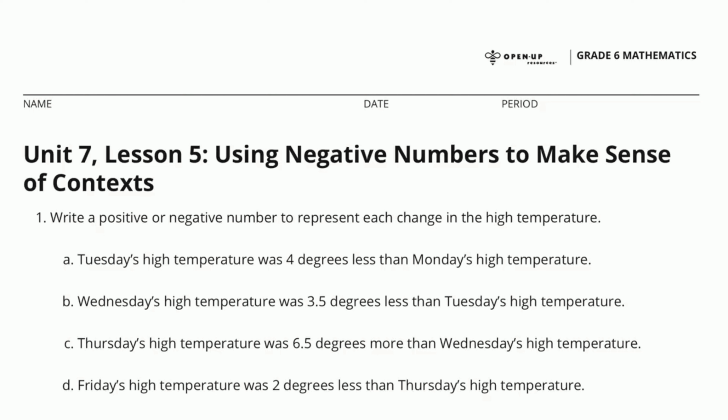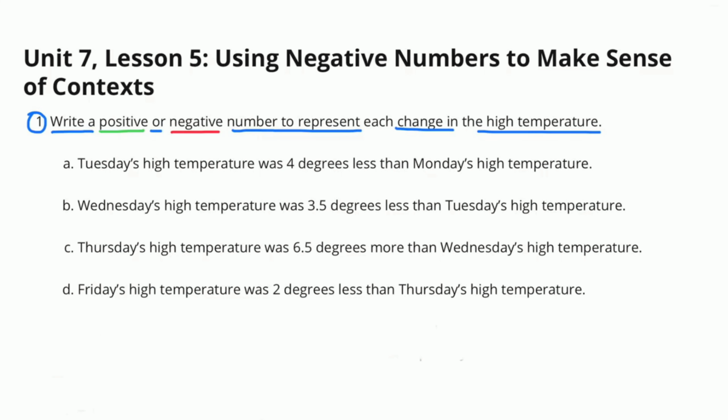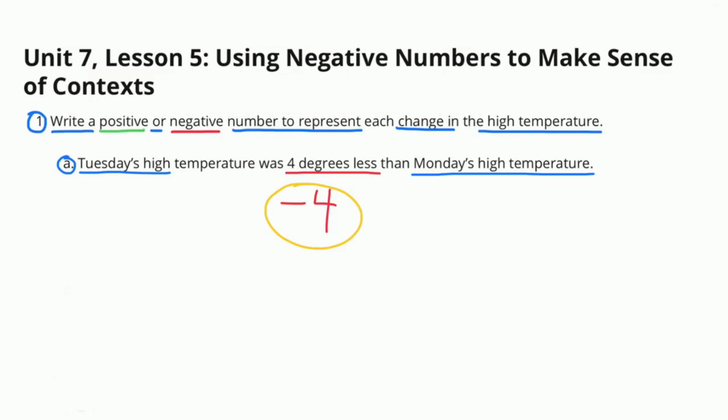Unit 7, Lesson 5. Using negative numbers to make sense of contexts. Number 1. Write a positive or negative number to represent each change in the high temperature. A. Tuesday's high temperature was 4 degrees less than Monday's high temperature. 4 degrees less would be -4.